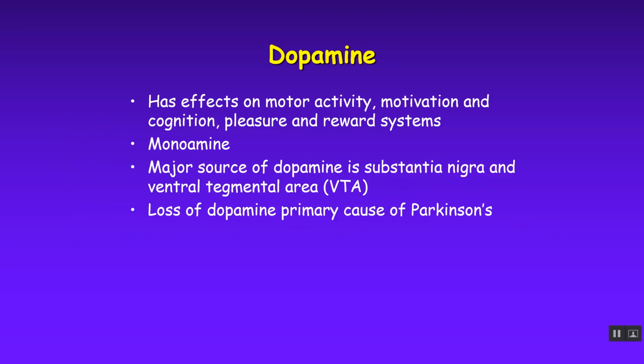Dopamine. It definitely has an effect on motor activity and the role it plays in the basal ganglia, which we'll talk about. But it also plays a role in motivation, cognition. Our pleasure reward centers are influenced by dopamine heavily. It's a monoamine. The major source of dopamine is that area within the midbrain called the ventral tegmental area.